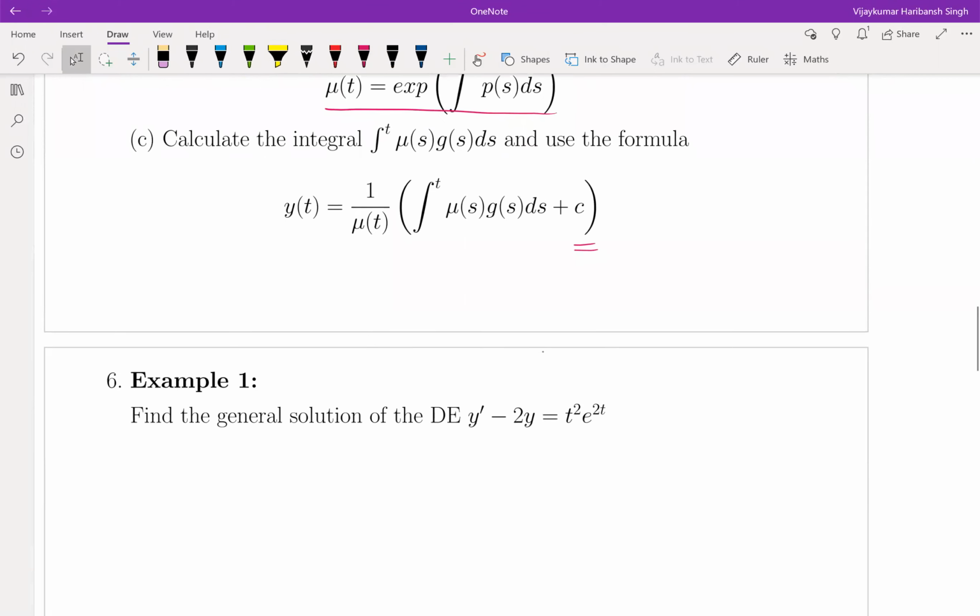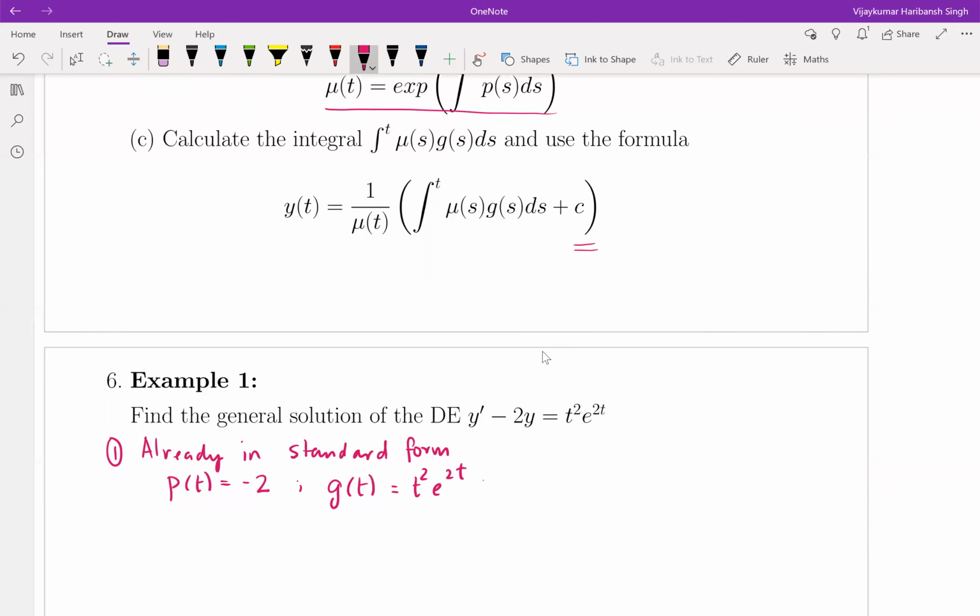Let's look at an example here. First, we write down this equation in standard form. Well, it is already in the standard form. Now I need to compute the integrating factor. First I need to see what p of t and g of t are. Writing this in the standard notation, p of t is minus 2, and my g of t is t square e to the power 2t.